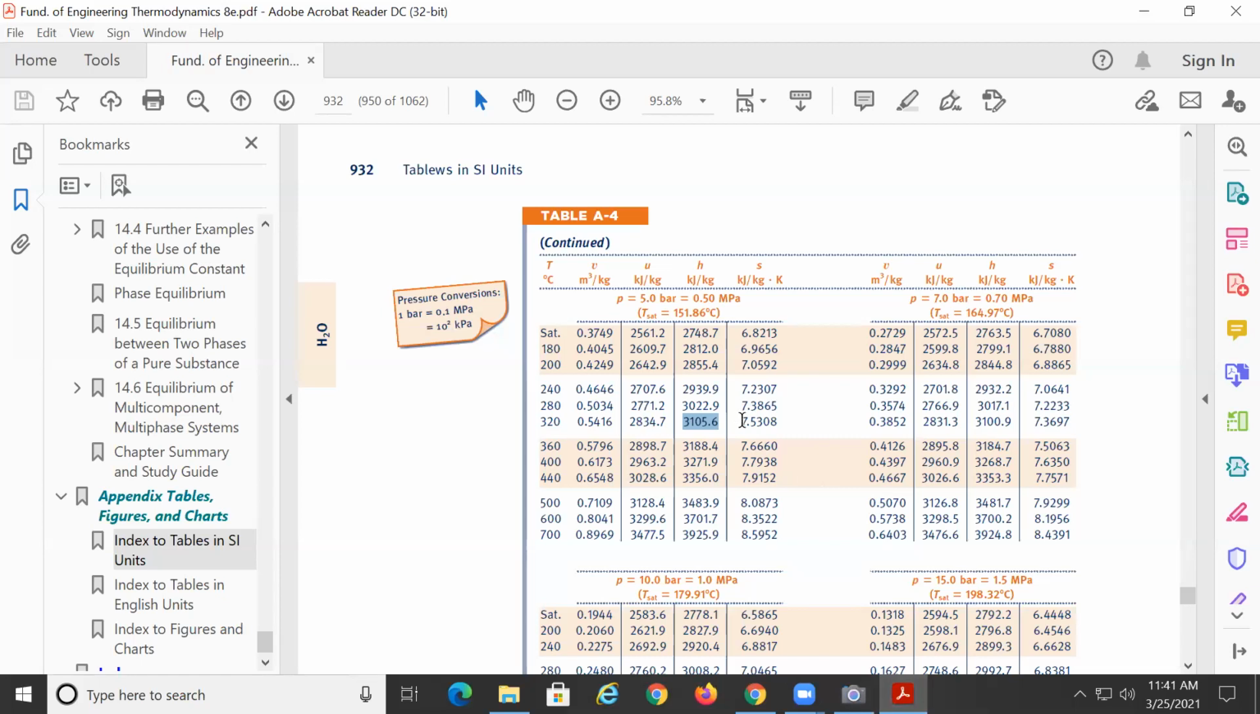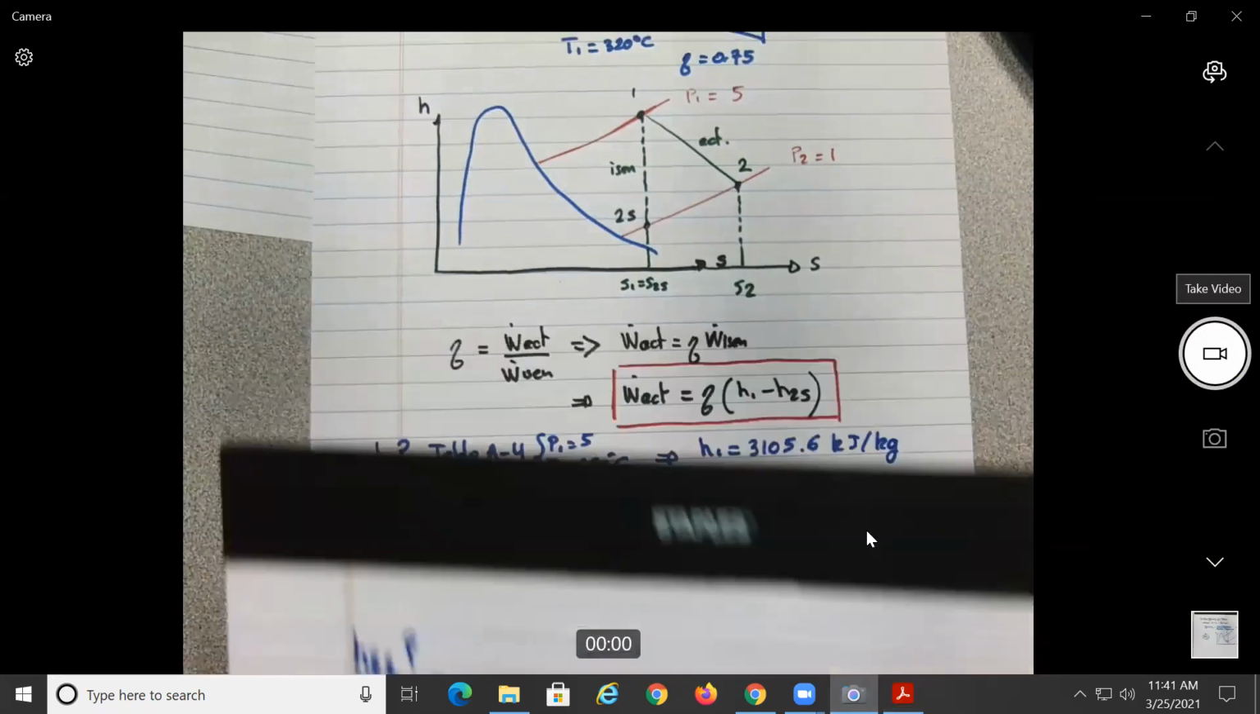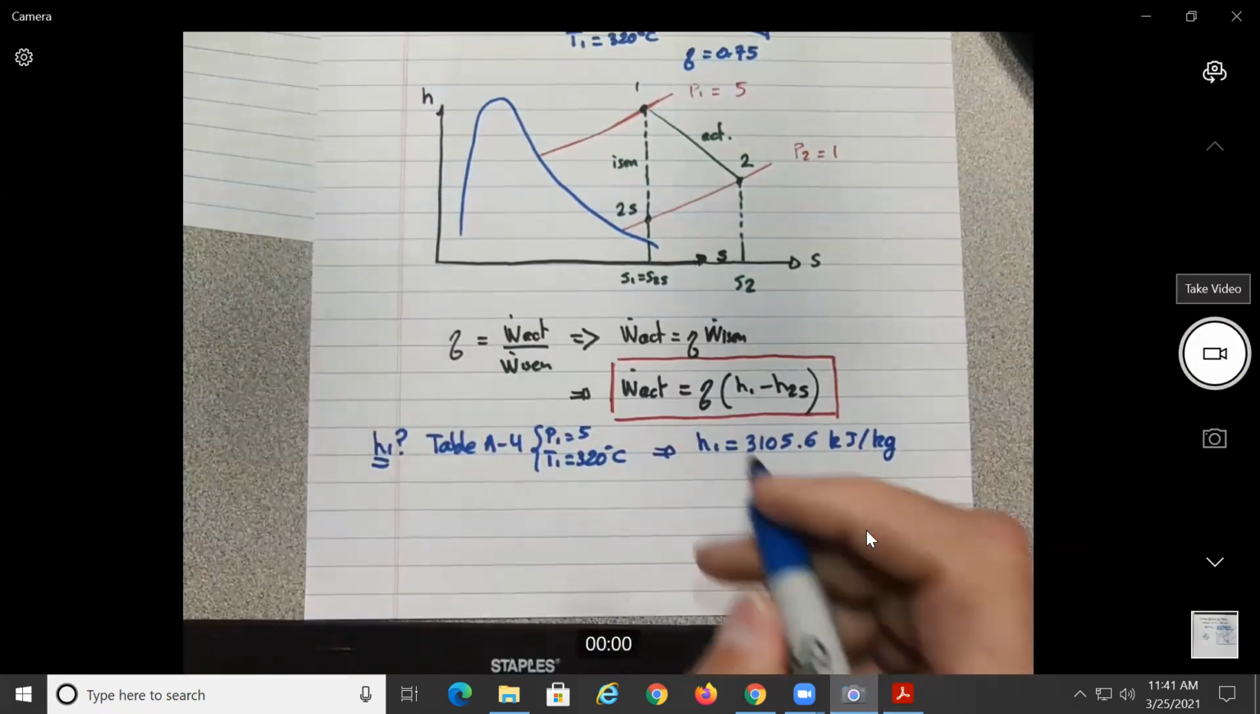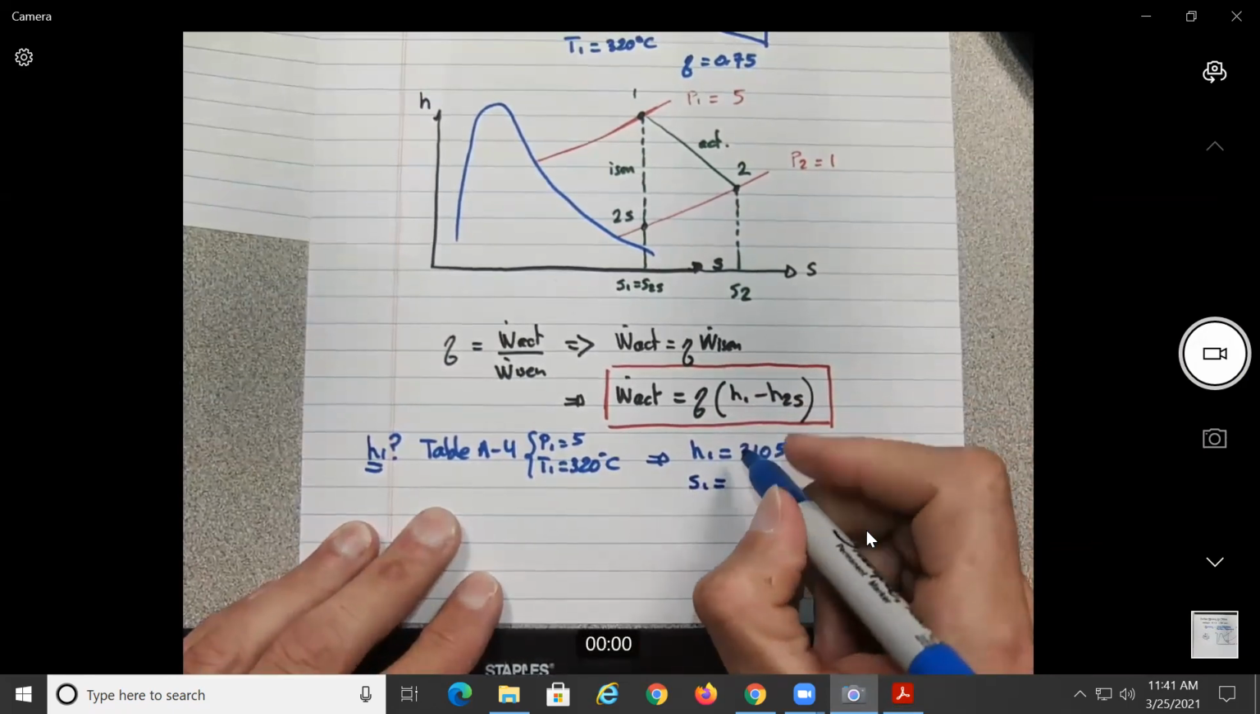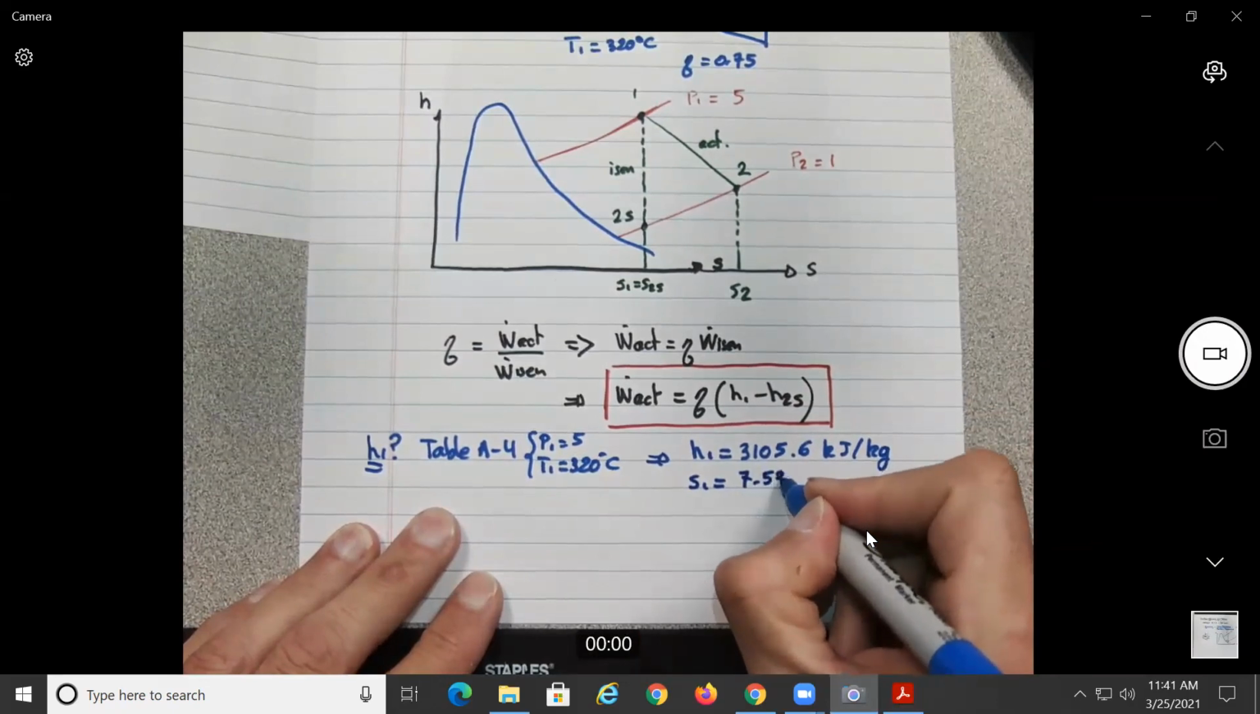So it should be this value over here, 7.5308. You can say here 7.5308, and this was again from table A4. Okay, if you want, you could have written it over here. Okay, I'm going to put it on both places, and S1 is equal to 7.5308.